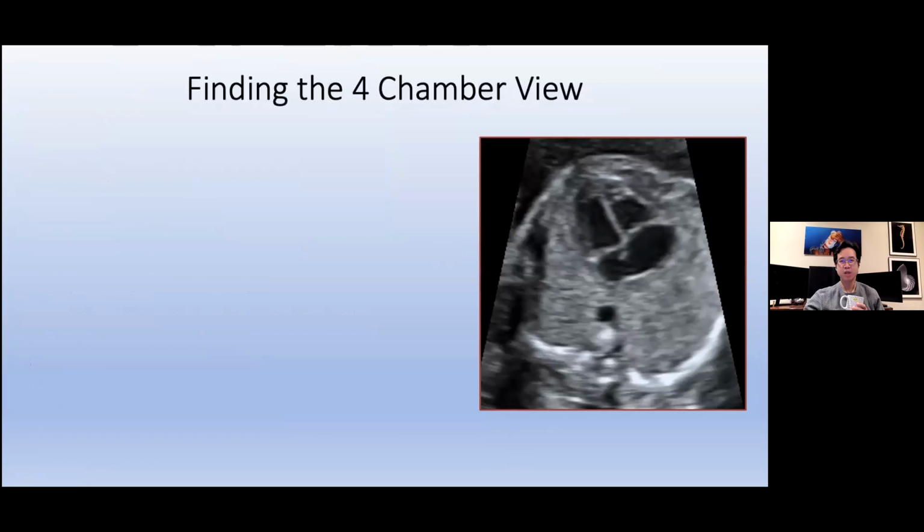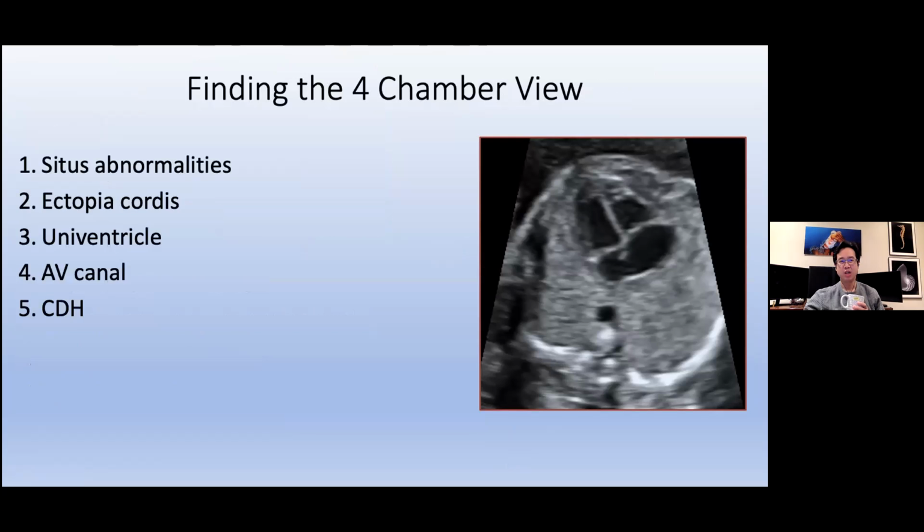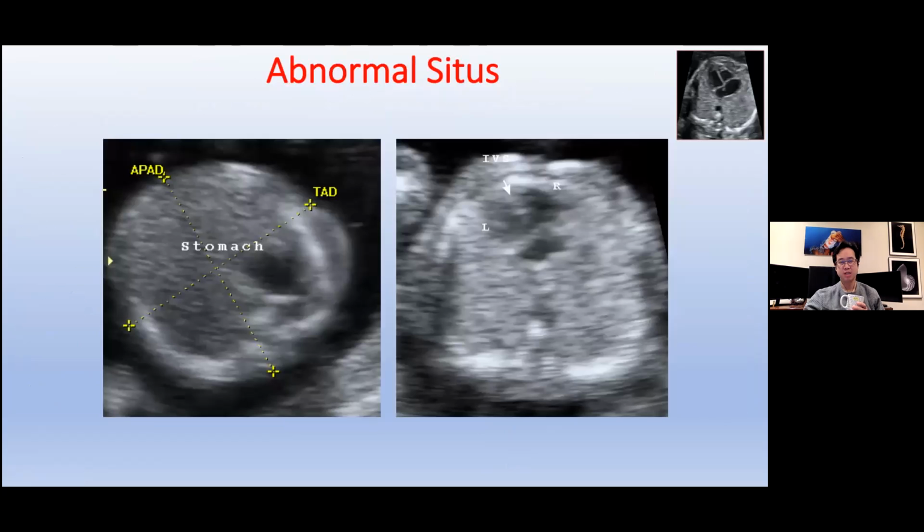Okay, 4-chamber heart, we've seen this before. You can evaluate for all of these different anomalies just by evaluating the 4-chamber heart. So we can look for an abnormal situs. Here's the interventricular septum pointing in this direction to the left. The stomach, though, is on the right.